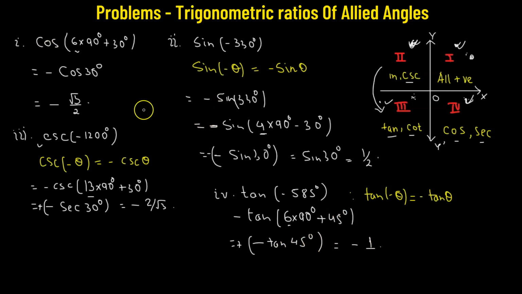So this is how we can obtain the values of the given trigonometric ratios when the angles are greater than 360 degrees.